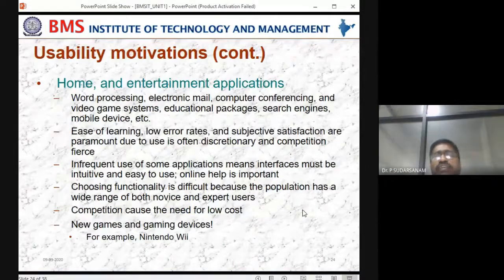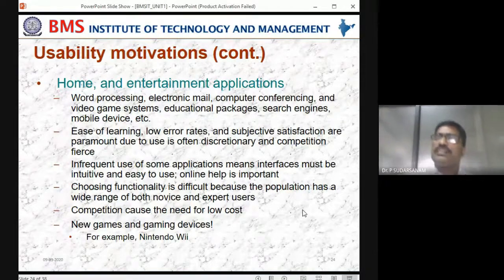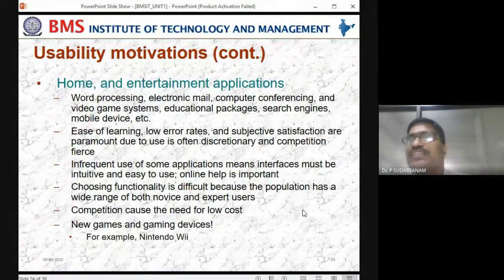Next is home and entertainment applications. You know home and entertainment applications better than me. For example, food or recharges, all these things are home and entertainment applications. Nowadays, for recharge purposes, we used to go to shops, but now we are not going. Through mobile only we are recharging mobile, dish, electricity bill or tax, whatever it may be. All these things we are doing as home applications. So this is what usability motivations are.